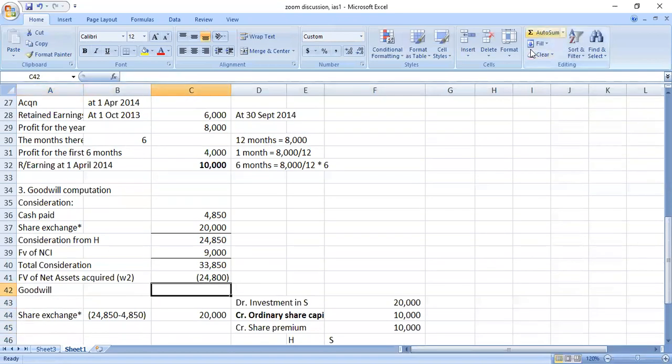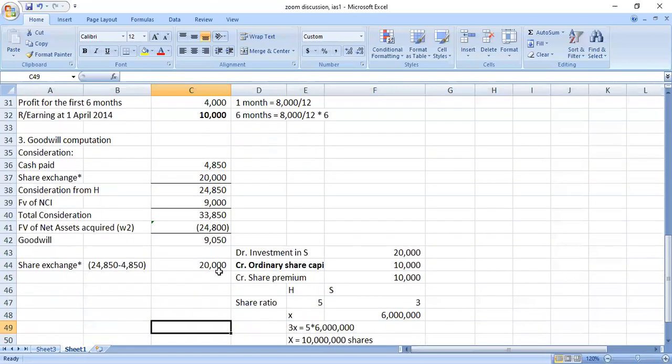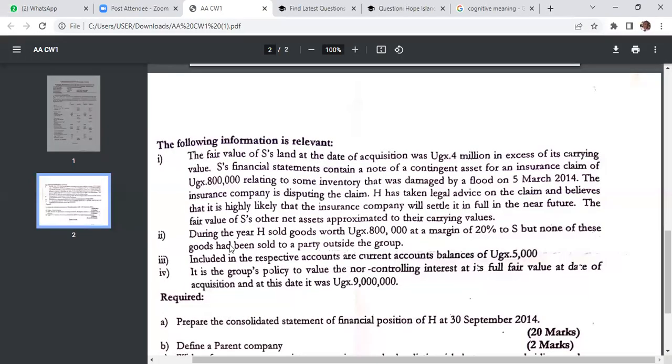So that is working number 3. So we have a goodwill of 9,000. Then we can go to working number 4. Working number 4 usually is you look at the additional information. Additional information says that during the year there was trade, what you call intercompany transactions. H sold goods of 800,000 at the margin of 20% to S, but none of these goods had been sold to a party outside the group. Now, intercompany transactions, especially the selling price, are only a big deal if you have inventory left within the group.